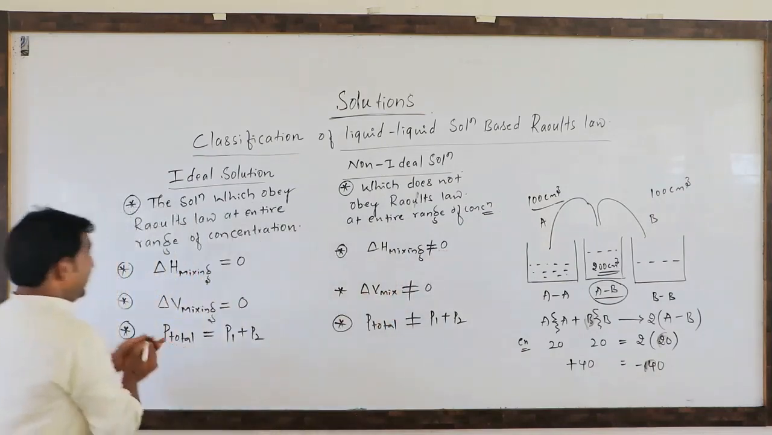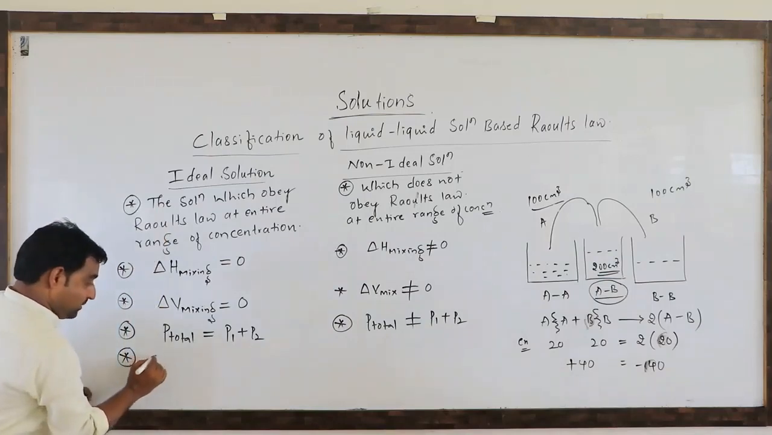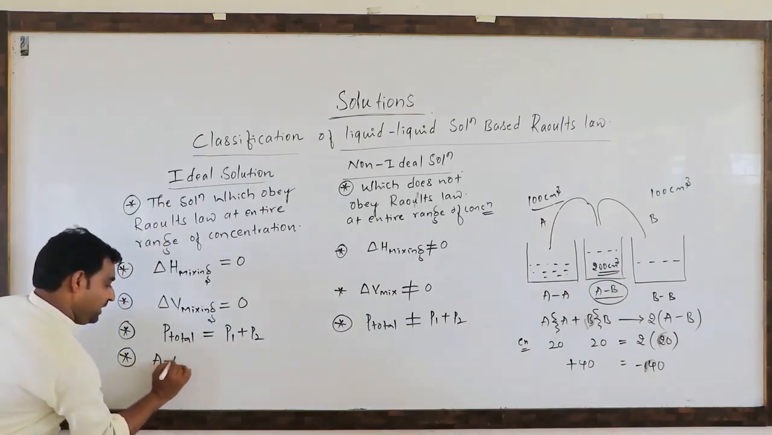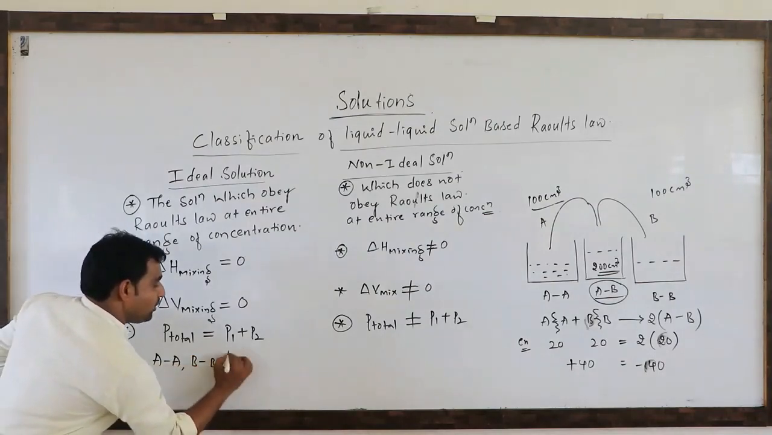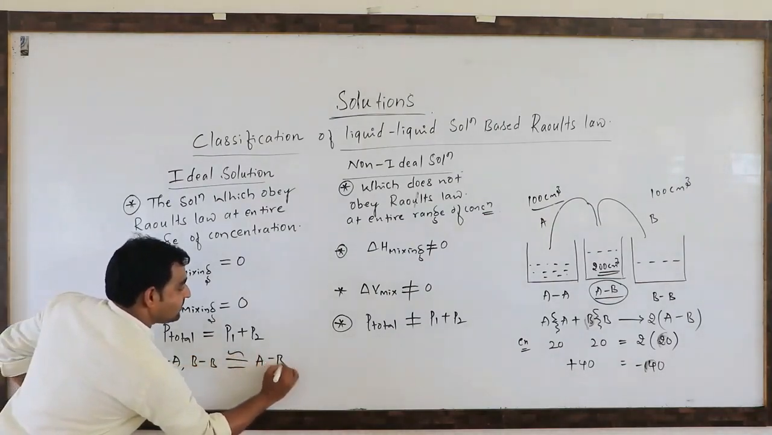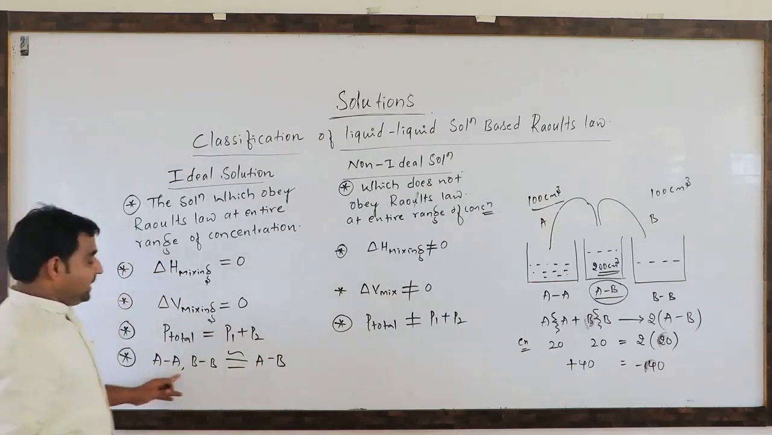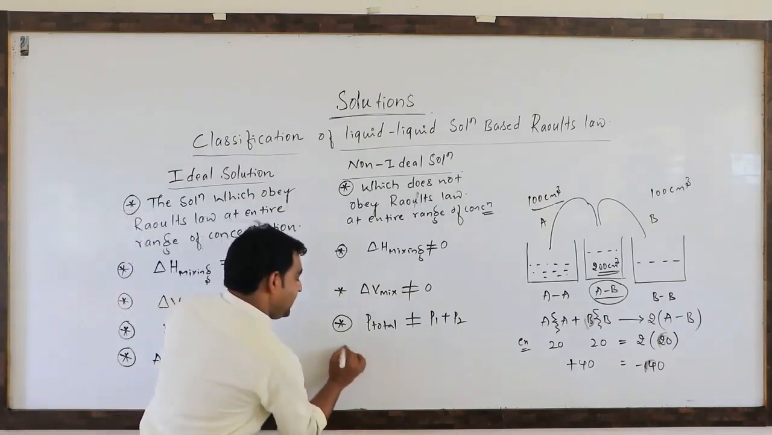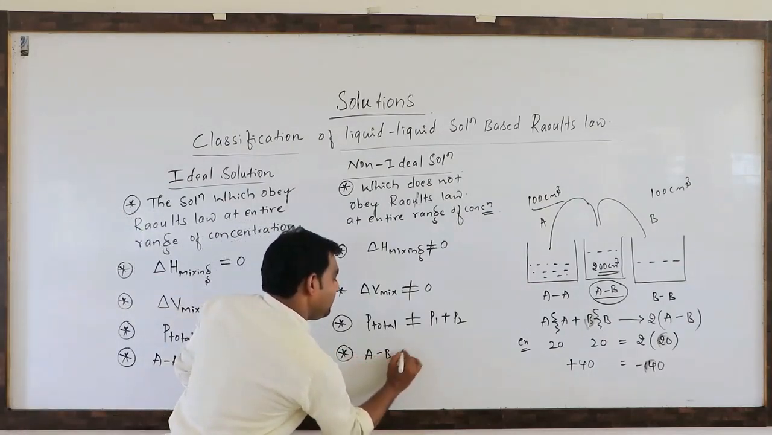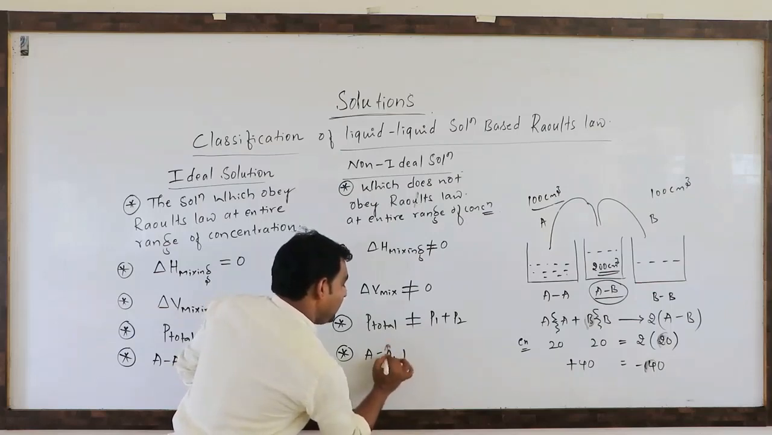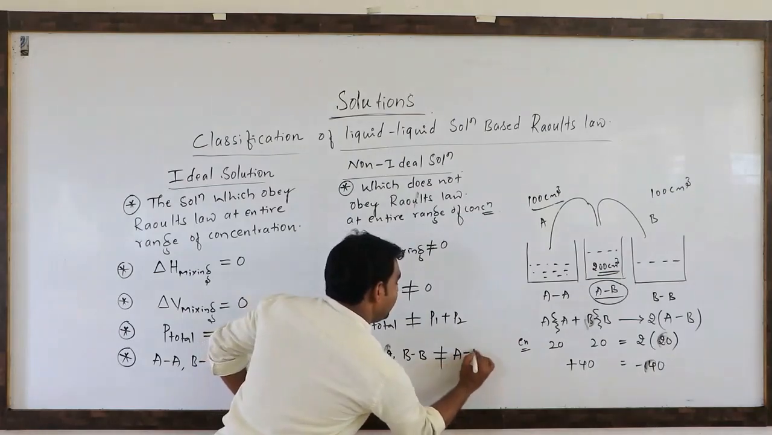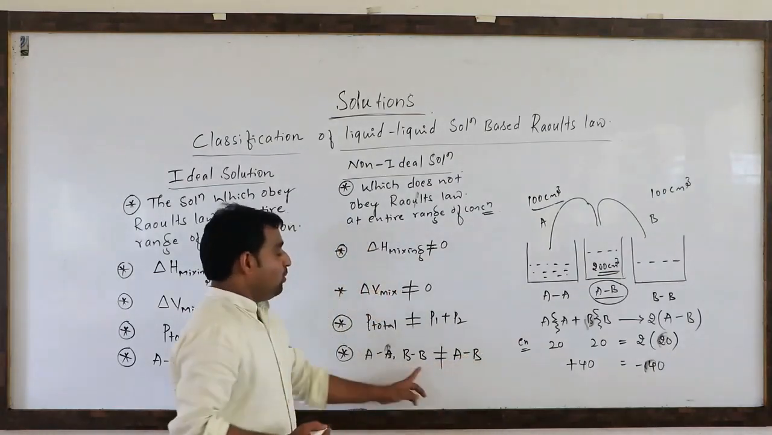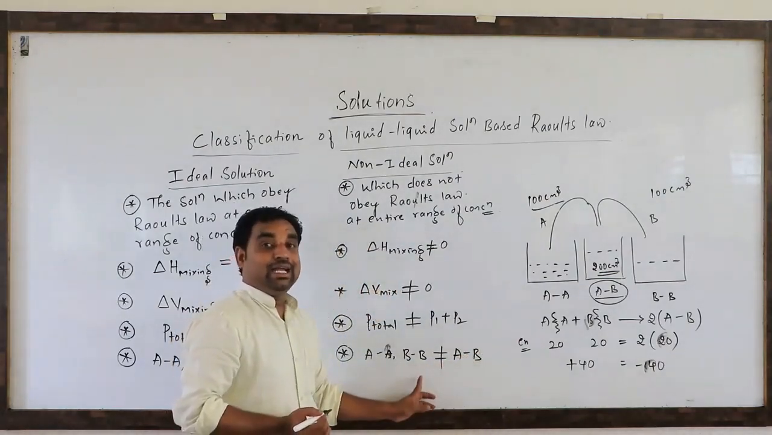And one more point you can remember regarding the ideal solution: the interaction between AA and BB is almost equal to the AB interactions. But in case of non-ideal solutions, the AA and BB interaction is not equal to the AB interaction. It may be more than AB or less than AB.